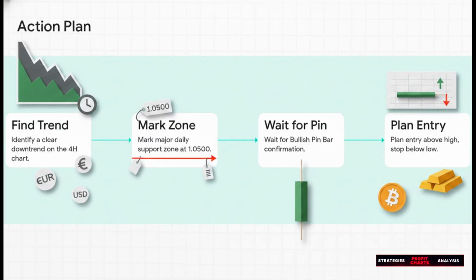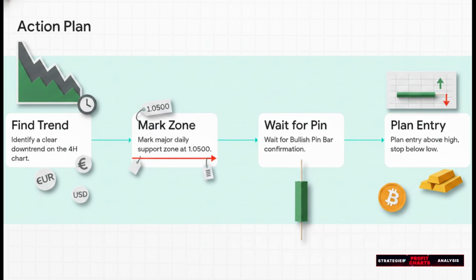Step 1, you spot a clear downtrend on, say, the Euro USD 4-hour chart. Step 2, you mark your major daily support zone, let's call it 1.0500. Step 3, you just wait patiently for the price to hit that zone and print a bullish pin bar. Step 4, you plan your entry right above that pin bar's high and tuck your stop right below its low.